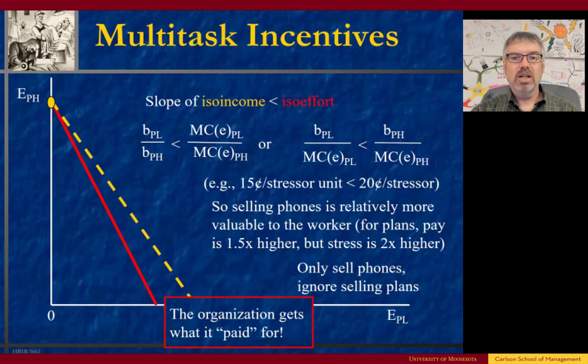So in effect, the organization is providing a stronger incentive for phones, and that's what the organization is getting in return. The workers respond to that incentive by devoting more effort to phones rather than plans. So the organization is getting exactly what it paid for, even though on paper it might not look like it.